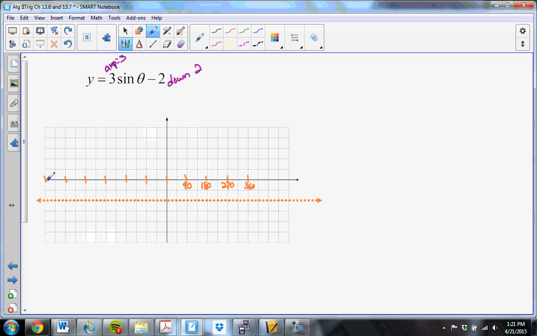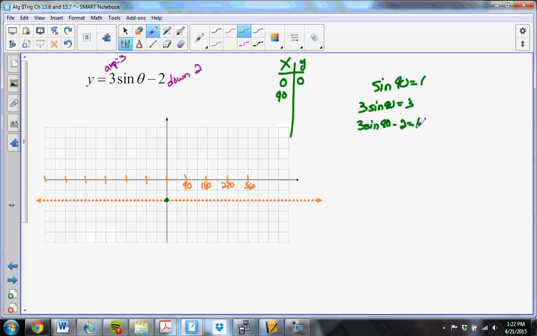This is a sine function. Sine starts in the middle. So sine is going to start here, and then it goes upwards. As sine increases, the sine of 0 is 0, and the sine of 90 is 1. But that 1 is then multiplied by 3. So 3 times the sine of 90 is 3. And 3 times the sine of 90 minus 2 actually gets us back down to 1.